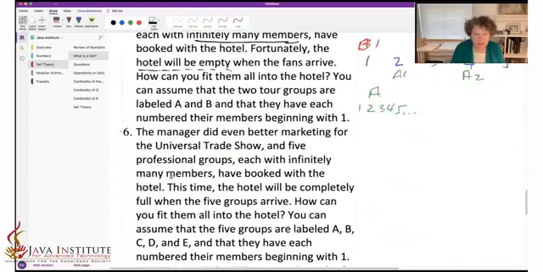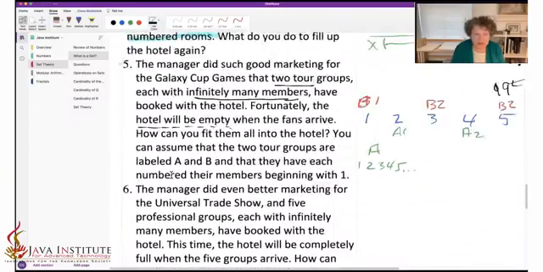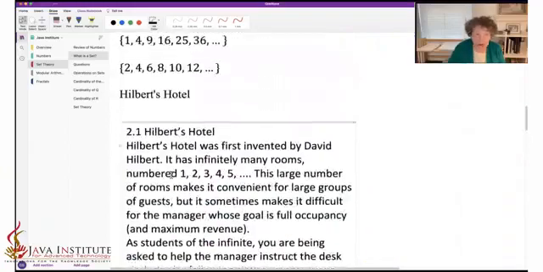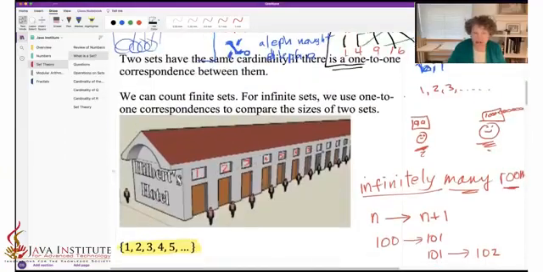Okay, so let's look at Hilbert's Hotel again. Hilbert's Hotel has infinitely many rooms. There's countably infinitely many rooms. So Hilbert's Hotel has a room for 1, for 2, 3, 4, 5, like that. So this is countably infinite.